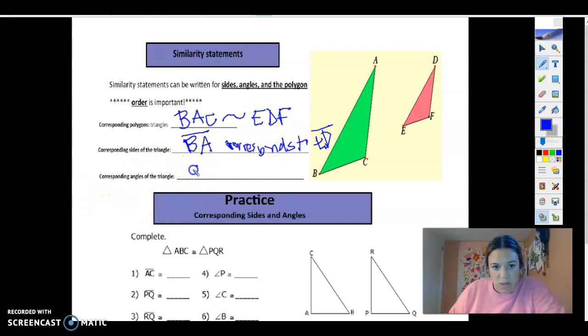Angles. So there's a symbol that you might see like this for angle. So if I say angle B, what does angle B correspond to? Angle E. It's in the same order on the other one. So angle B corresponds to angle E.